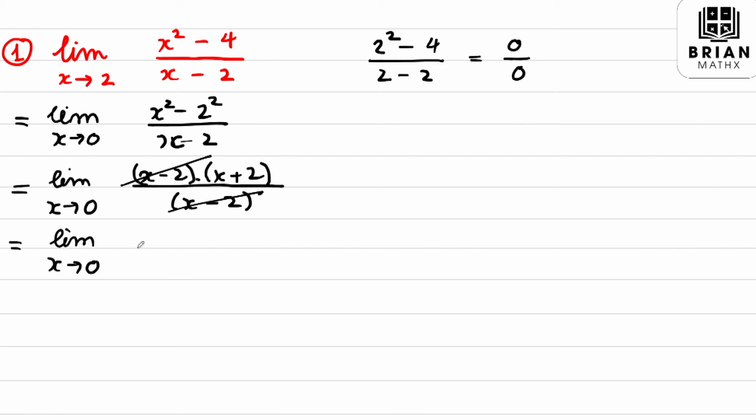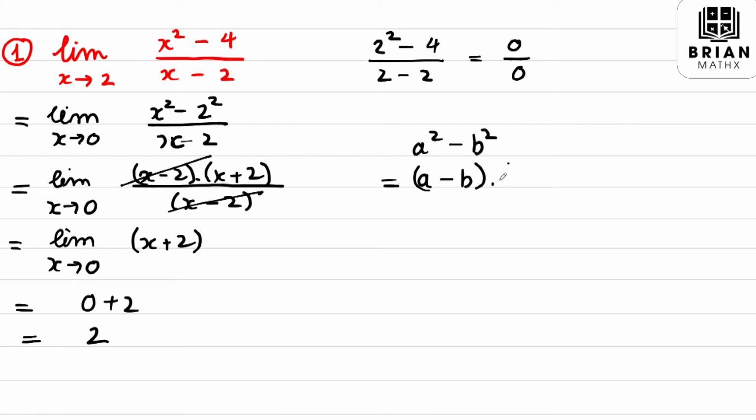You can see now only x plus 2 remains. So when x equals 2, substitute here, you get 2 plus 2. So this becomes 4. It's not too difficult, but you have to remember the algebraic identity a squared minus b squared. This expression will be factorized into a minus b multiplied by a plus b. That's not too difficult, right? But you have to understand the fundamental theorem about the 0 over 0 limit.